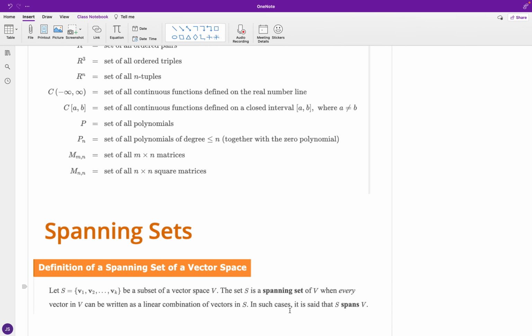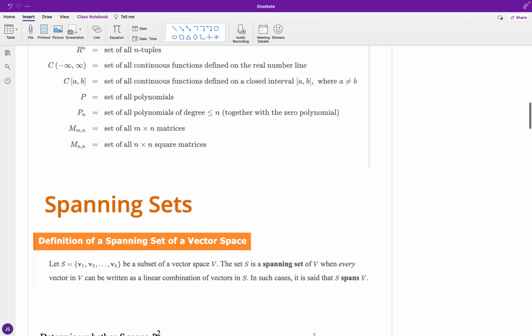of a vector space, we have a spanning set S, and this is going to be a subset of a vector space V. And the set S is a spanning set of V when every vector in V can be written as a linear combination of vectors in S. In such cases, it is said that S spans V.